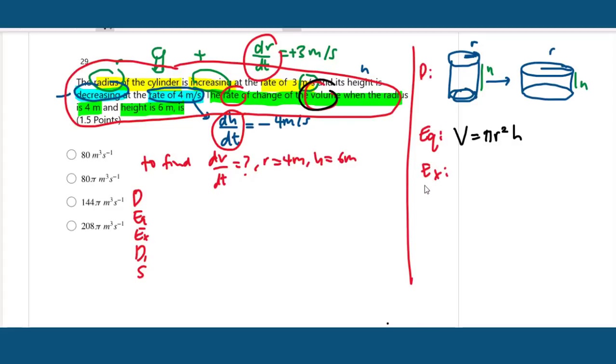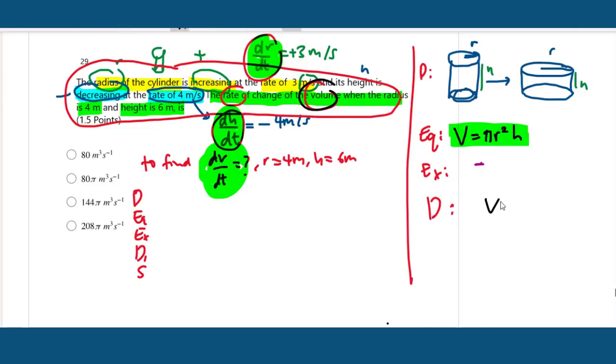So we need to differentiate V with respect to t. Why? Because we're going to find dV/dt, and everything given is in terms of the variable t. So here we differentiate the formula with respect to t. The next step is to differentiate.